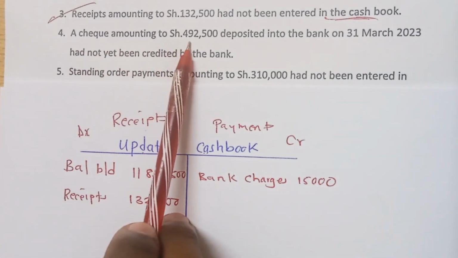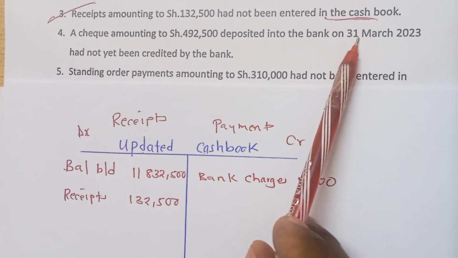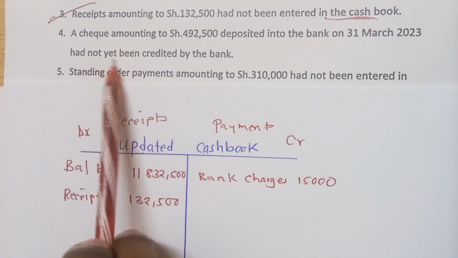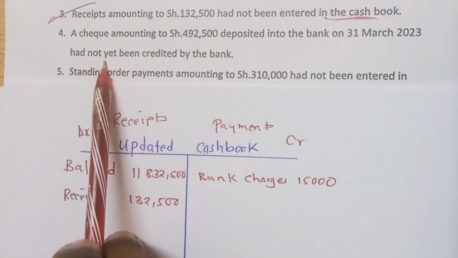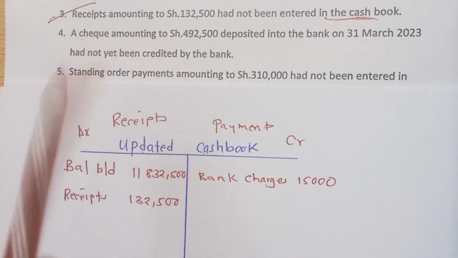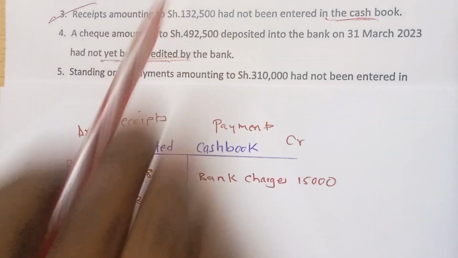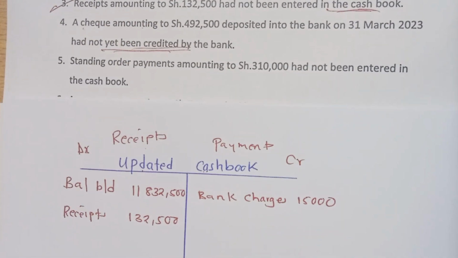A check amounting to 492,000 deposited in the bank on 31st March 2023 had not yet been credited by the bank. So this is an uncredited check, meaning it has already been captured in the cash book, but when it comes to the bank, it has not yet been credited. So we skip that particular item. We go to the other item, item number 5.